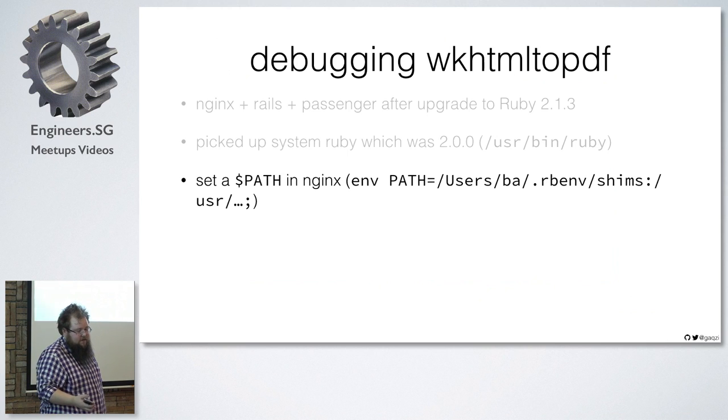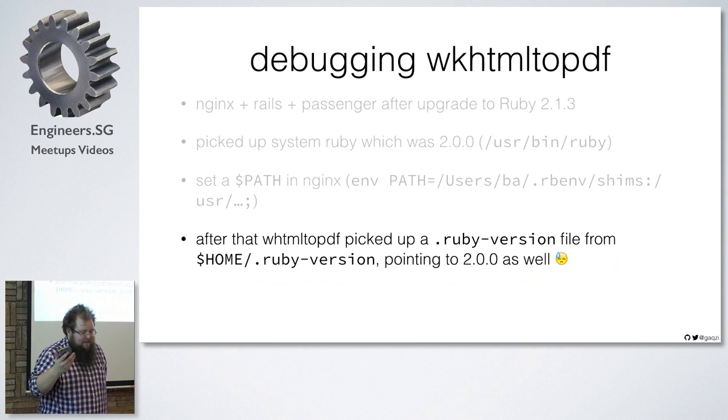So I had to set it to use, okay, now use my shims. Then it did use it, and it worked through. But wkhtml was running everything through the environment. And it was picking up and finding that, oh yeah, there's a .ruby-version file in my home directory, and all of a sudden you're running 2.0.0 anyway. And all of this is messed up, because who would think of finding something like this? So, yeah. This is the fun stuff of doing DevOps, guys.